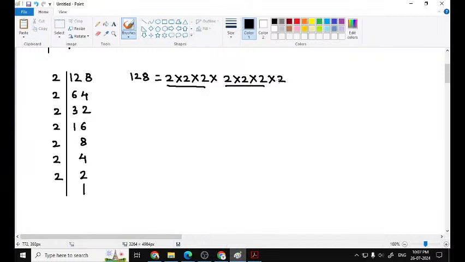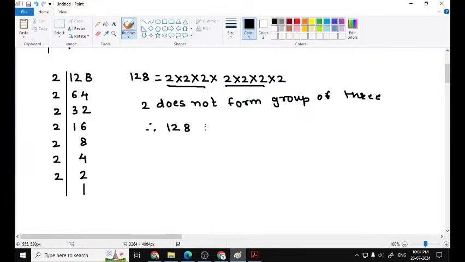Now one prime factor 2 does not form a group of 3. Therefore, 128 is not a perfect cube.